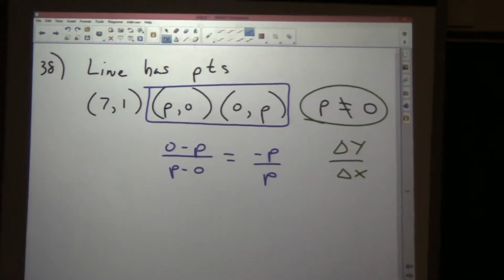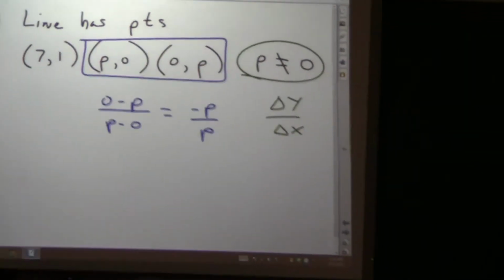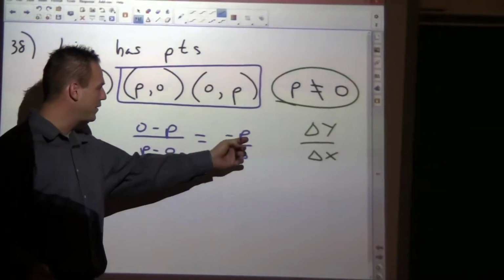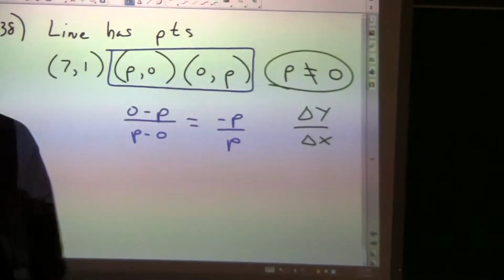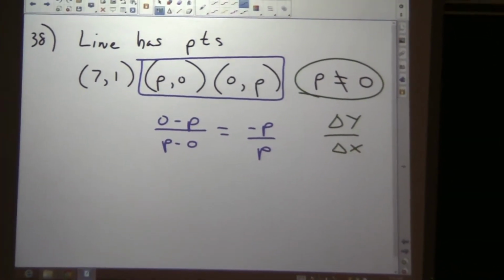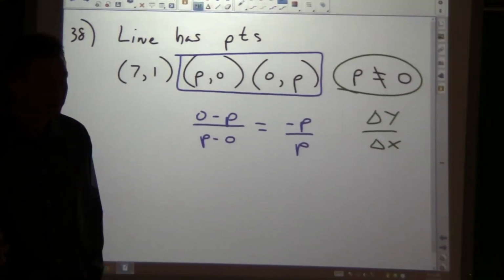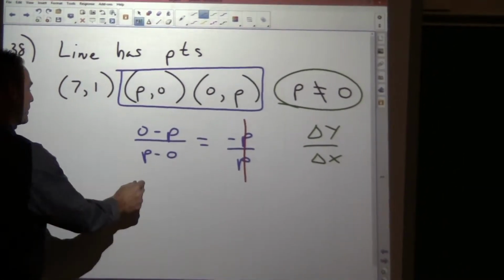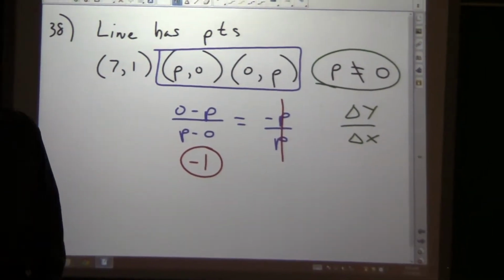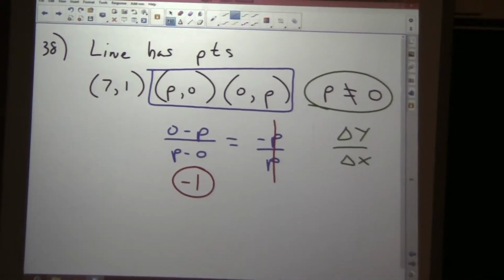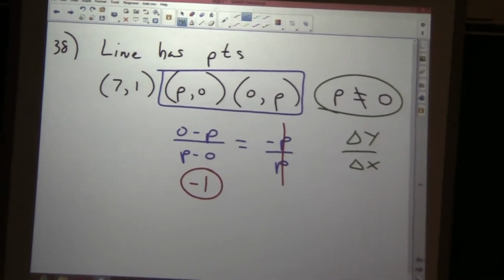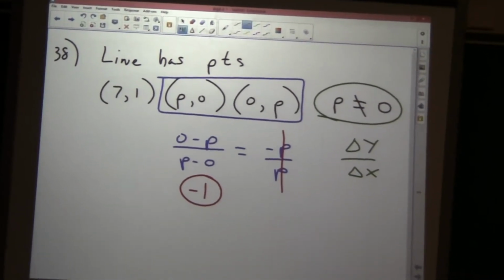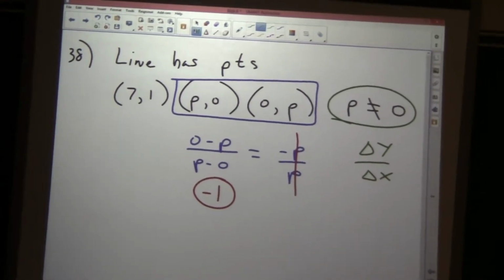Does everybody understand how I got that? That's a little different now. That's recognition. Now that I have negative p over p, what does that reduce to? What does that simplify to? Negative p. Disagree. Negative 1. He caught himself. See that? P over p cancels. The slope is -1. They made you think that this problem was going to be very difficult, and it's actually not. If you recognize from the beginning that you're going to get the variable over the variable and it'll cancel. So the slope here is -1.